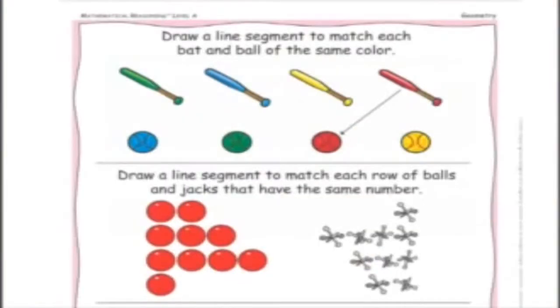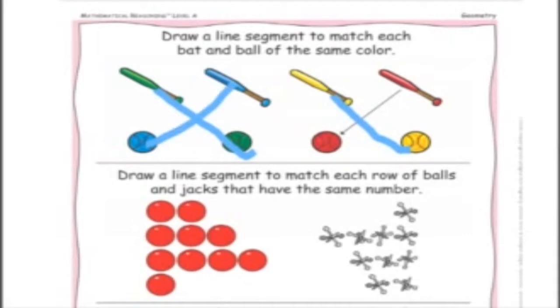Now, the first example we have here says, draw a line segment to match each bat and ball of the same color. Now, let's begin. You can see one has been done for us, the red bat to the red ball. Now let's match the yellow bat to the yellow ball. What about the green bat to the green ball? What about the blue bat to the blue ball? Yes, that is it. So we are done with that.